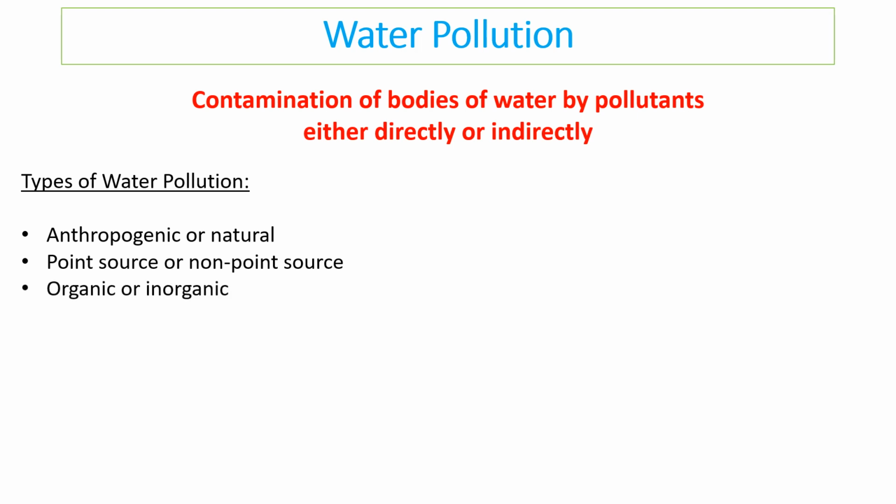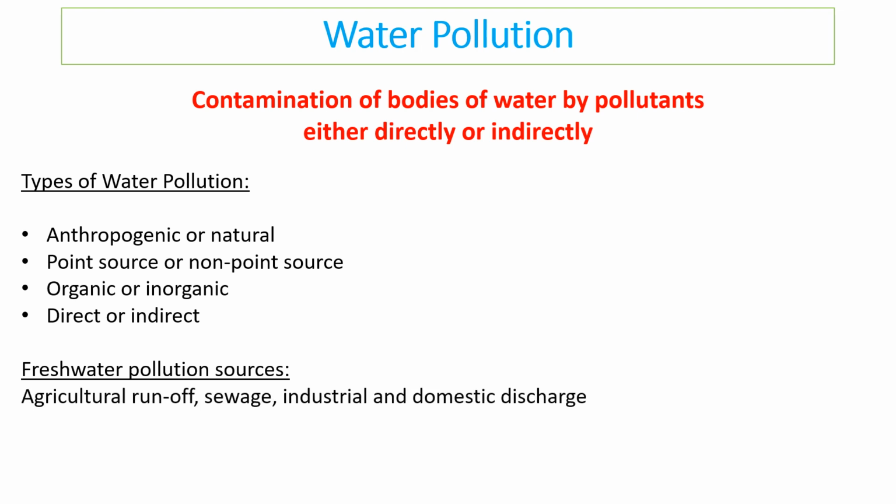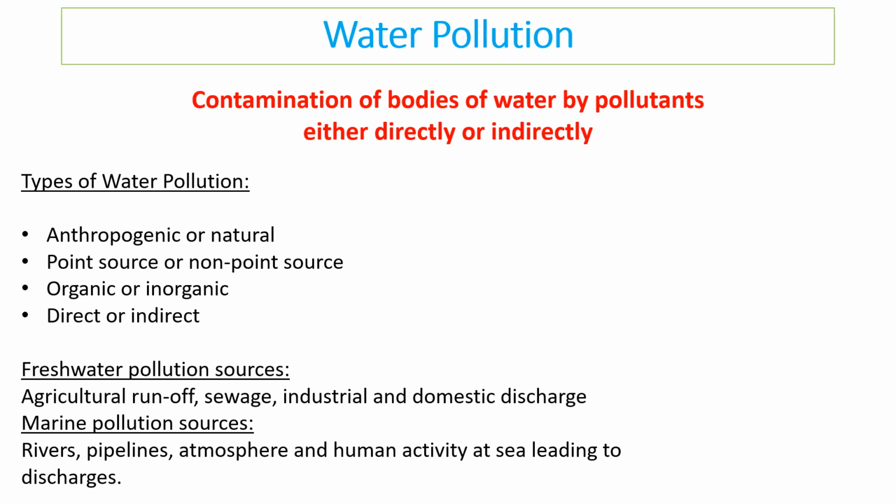It could be organic waste going in, such as manure, or inorganic waste such as chemicals from a factory. It can be direct, so it can directly affect organisms, or it can react with other chemicals in the river to make new products which will often affect the ecosystem. Freshwater pollution sources are often agricultural, sewage, industrial or domestic releases, whereas marine pollution often comes from pipelines going into the sea, the atmosphere, or human activities at sea, such as oil development, leading to discharges.